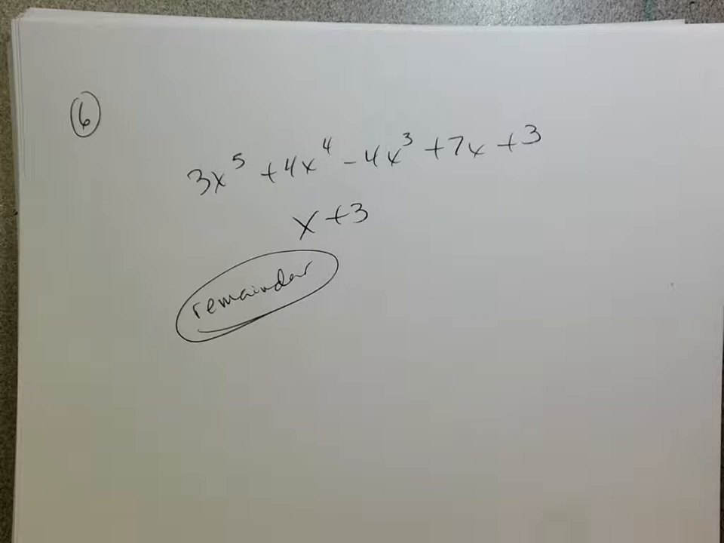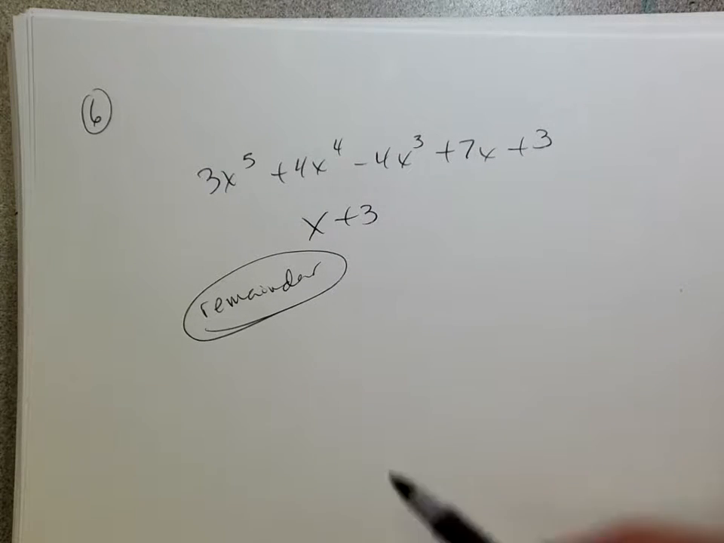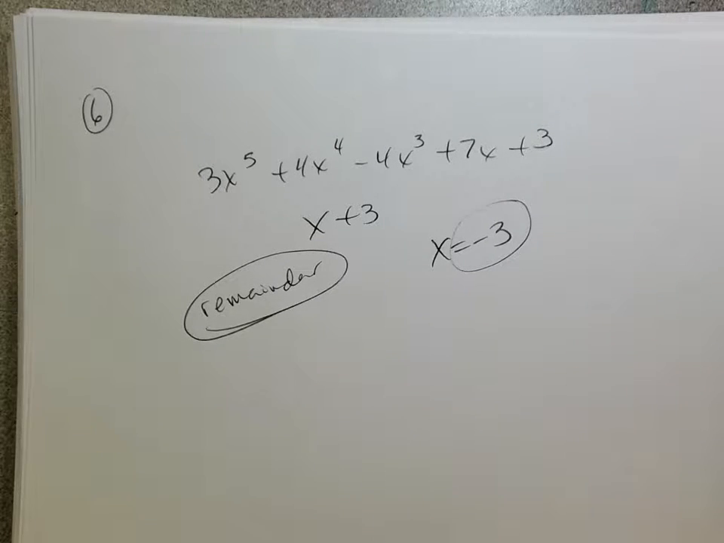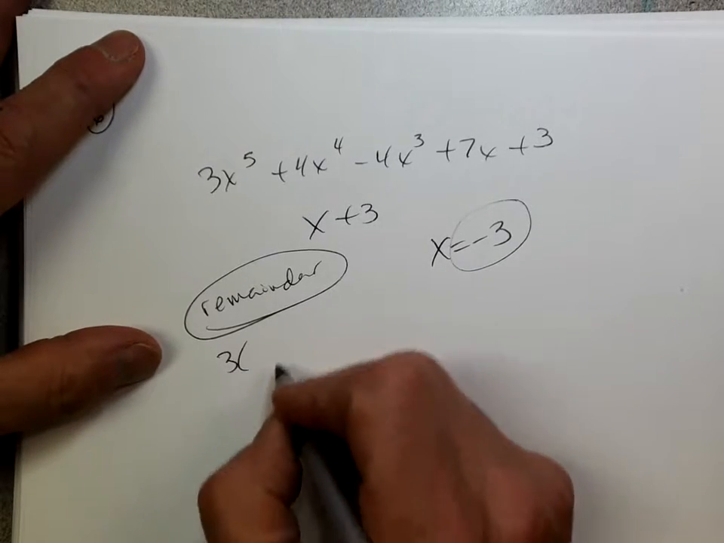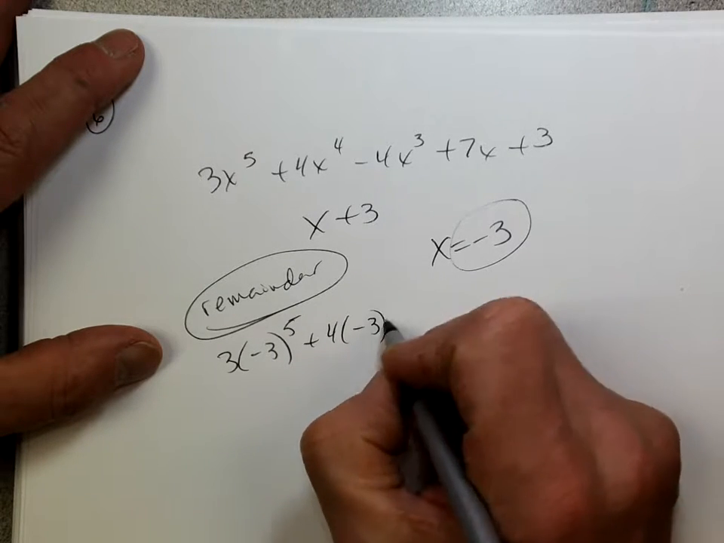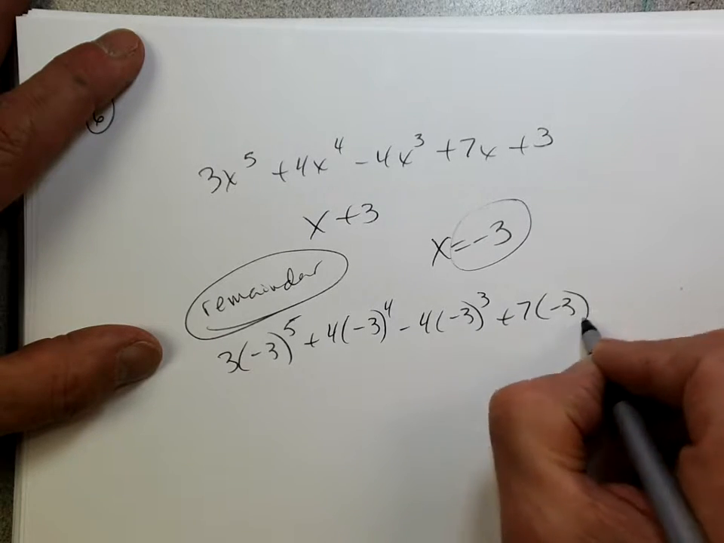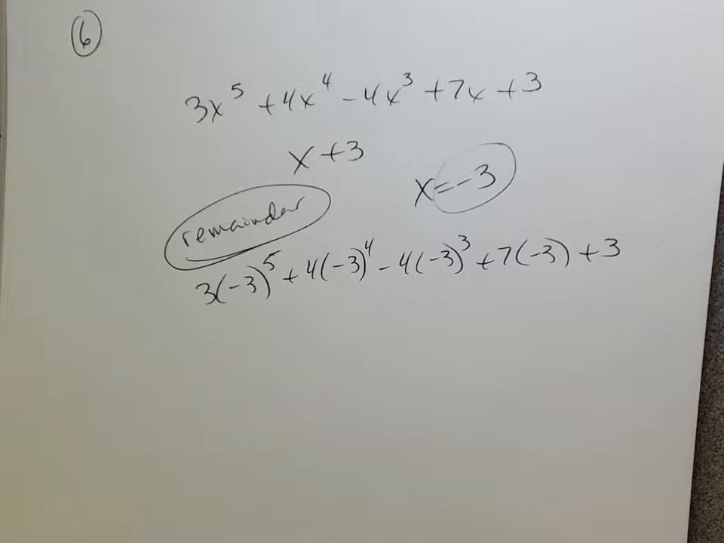So that you could do synthetic division. You could. But there's synthetic substitution. Do you remember synthetic substitution? Synthetic substitution says let's plug in -3 and the answer is the remainder. If all you care about is the remainder, then just plug it in and the answer is the remainder. So to get the remainder, I'm going to take 3 and I'm going to plug in -3 to the 5th plus 4 times -3 to the 4th minus 4 times -3 cubed plus 7 times -3 plus 3, okay? And whatever answer we get is the remainder. It's called synthetic substitution. So, here we go.